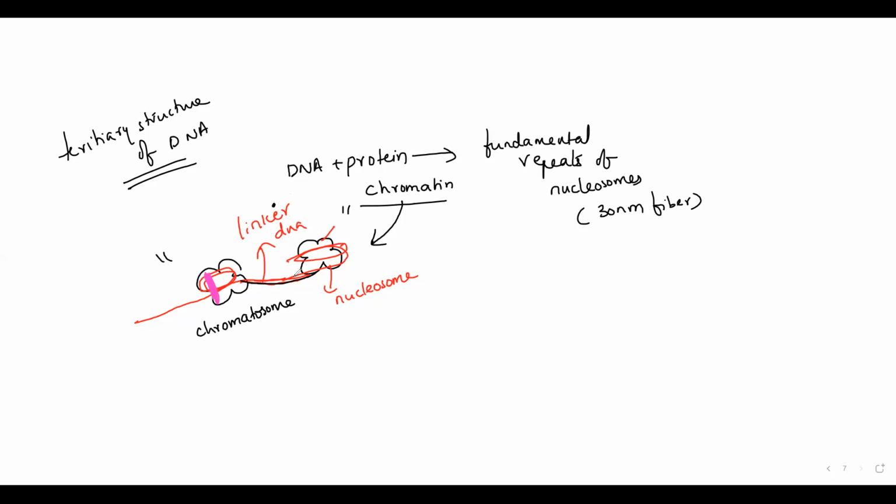For example, if it is a negatively coiled DNA, and I take a nuclease enzyme, since the linker DNA is more visible and exposed, the nucleases are going to cut the linker DNA. But this will not be the case in the tightly coiled, positively coiled DNAs. This is very important.